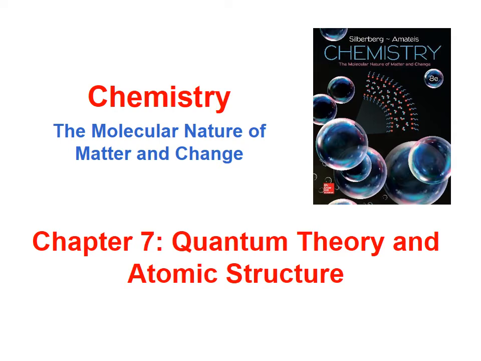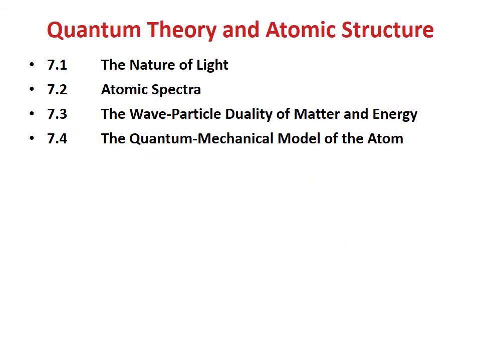Chapter 7: Quantum Theory and Atomic Structure. In this chapter, we're going to study the quantum mechanical model of the atom. We'll start with the nature of light, and I'm going to show you light is a wave but also has particle properties, called wave-particle duality. In fact, not only light, but atoms, electrons, molecules, they all have wave-particle duality.